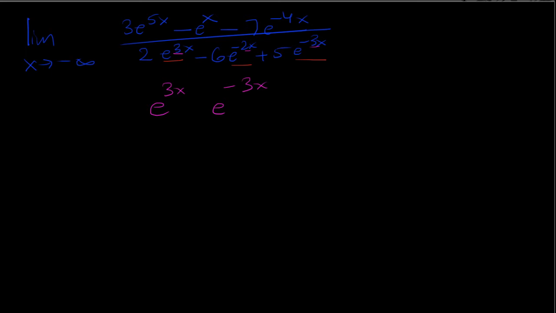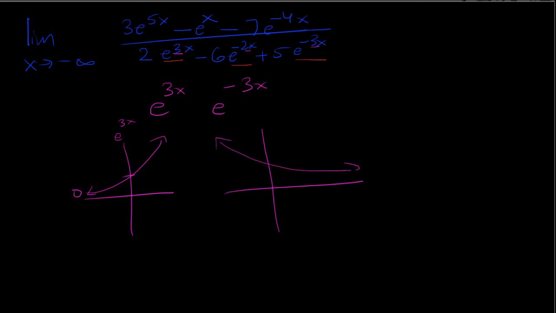Which one is more dominant as x approaches negative infinity? e^(3x) is going to look like something like that, and that approaches 0 as x approaches negative infinity. And e^(-3x) is like this, which approaches positive infinity. So in the long run, e^(-3x) is bigger. So what we're going to do now is divide everything by e^(-3x).